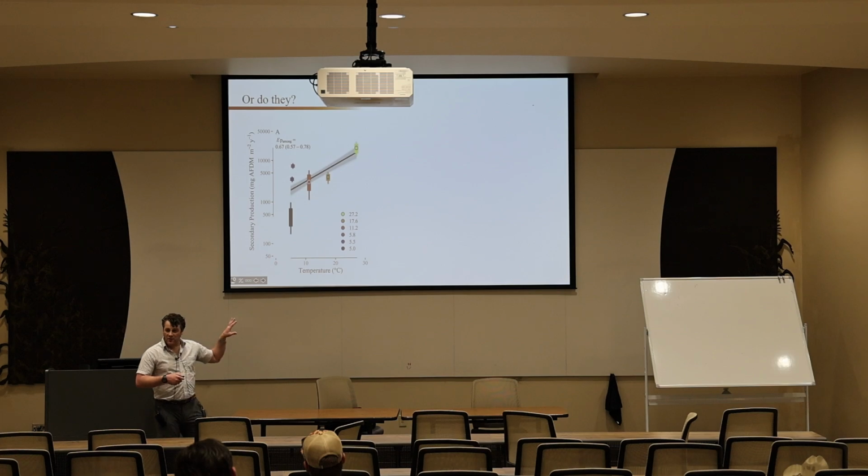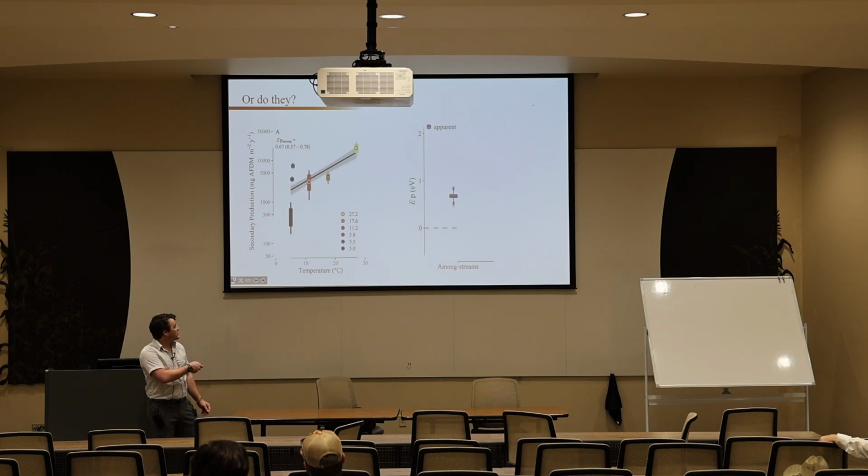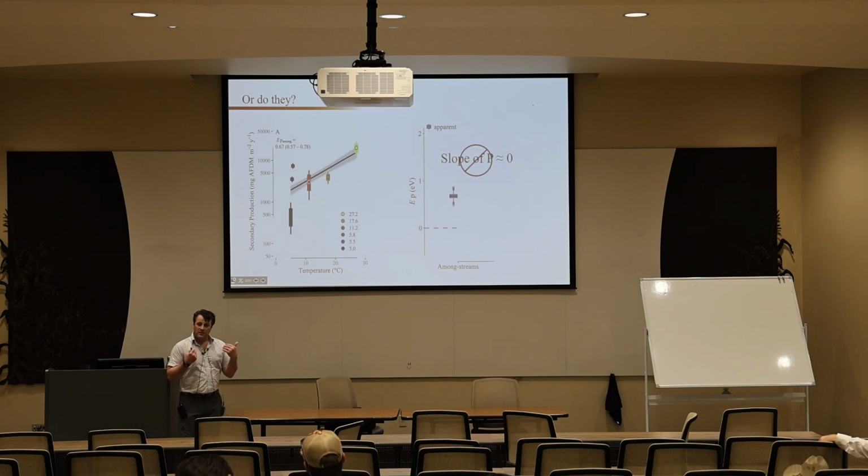And what we see very clearly is that these predictions do not hold, at least in a quantitative sense. We see this very clear positive effect of temperature on secondary production at the community level. And when you look at the slope, it's very much not zero. So this is our estimate of our slope. This slope is not zero like we predict based on the basic metabolic theory and this temperature dependence.